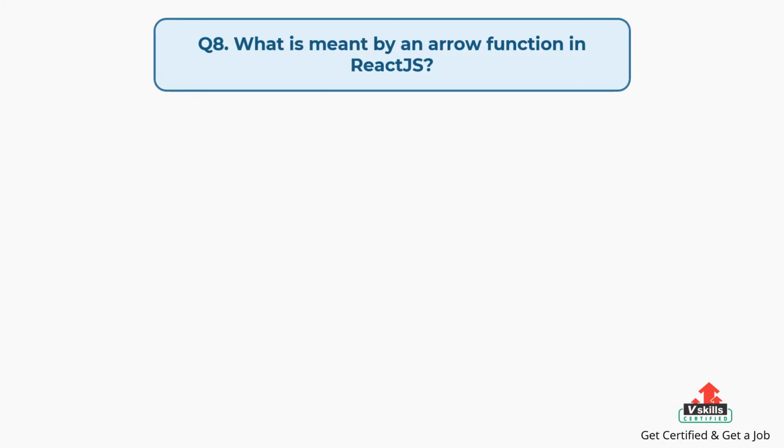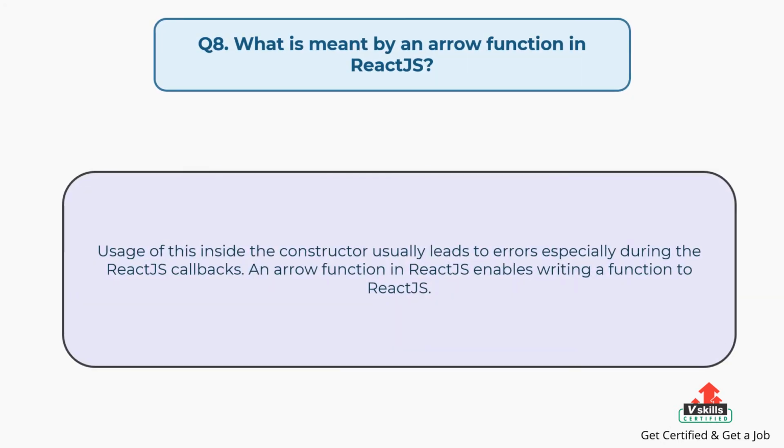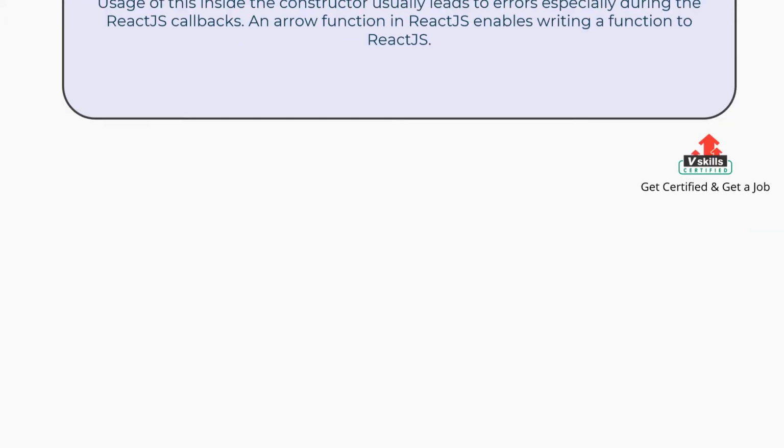Question number 8. What is meant by an arrow function in ReactJS? The answer is, usage of this inside the constructor usually leads to errors, especially during the ReactJS callbacks. An arrow function in ReactJS enables writing a function to ReactJS.